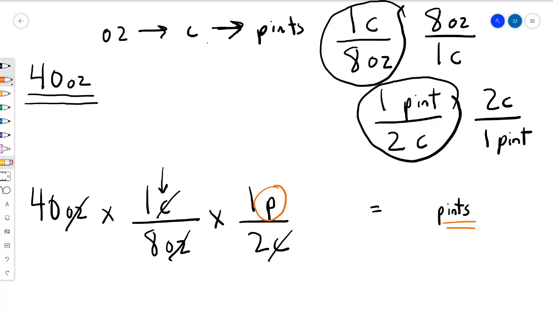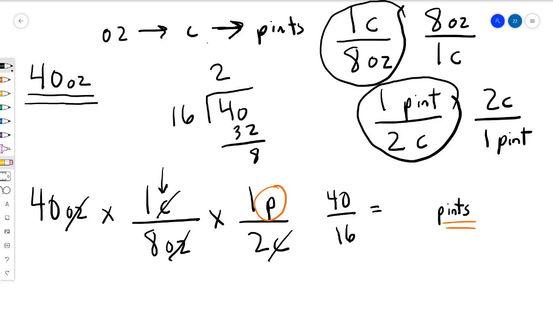Now, as I say, just do the math. Look at our numerators here. It's 40 and 1 and 1, or 40 times 1 times 1. That's just 40. And I'm going to divide that by my denominator, 8 and 2. 8 times 2 is 16. Okay, what does that come out to be? 40 divided by 16. 16 goes into 40 twice. That's 32. And I'm left with 8. All right. So I'm left with 8 over 16. And that's 2.5. 2.5 pints.